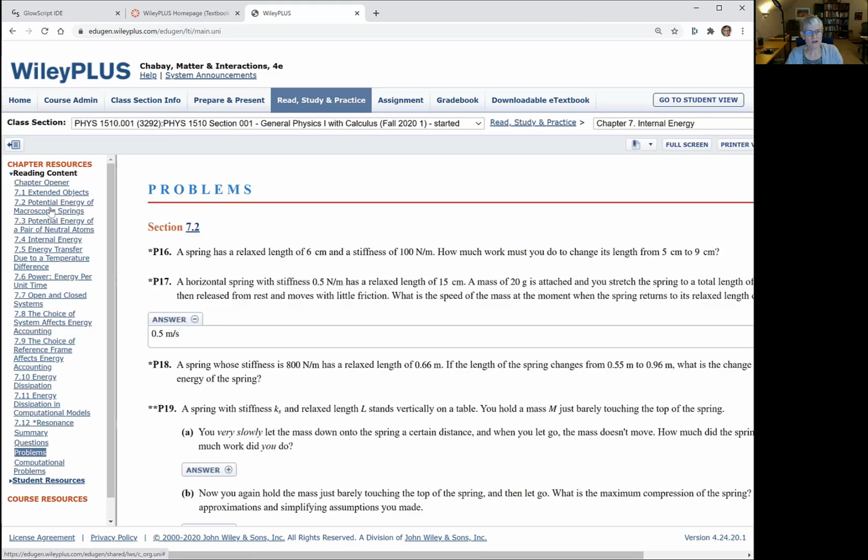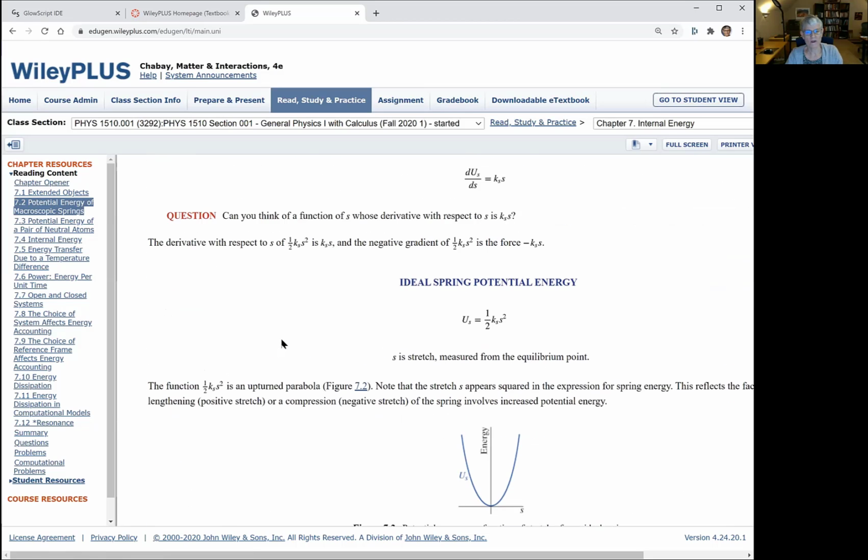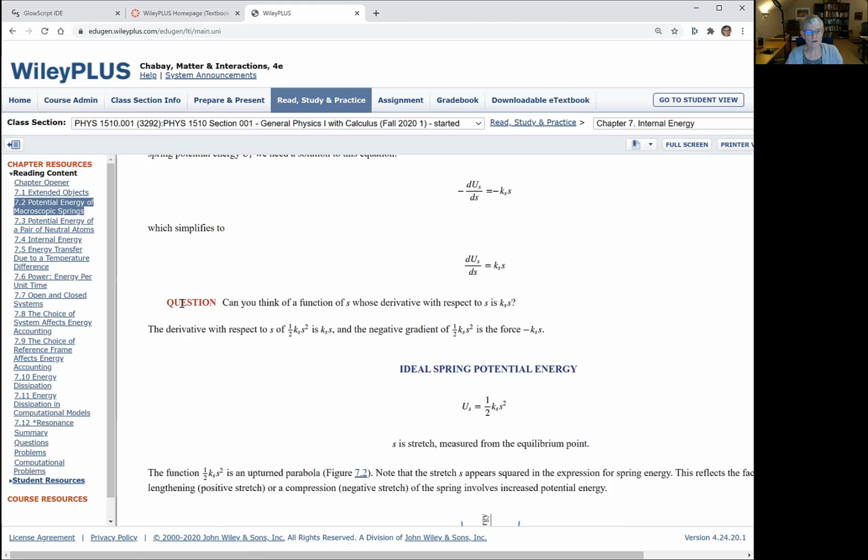When you're reading the textbook, you'll find often that there are these questions in line. It says, question, can you think of a function s whose derivative with respect to s is the same? What you need to do here is stop and ask yourself that question. Say, I know I'm going to read on and find the answer, but let me see if I can figure it out. These questions interspersed through the textbook are an important guide to reading a physics textbook, which is you don't read it like a history book or like a novel.